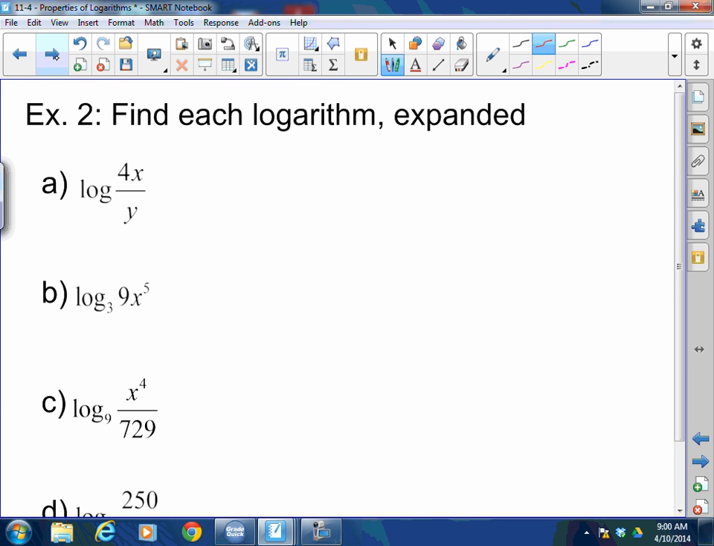Now, write each logarithm expanded. So what's happening here? They're being divided, so that means when I expand them, I subtract them. Very good job. Log of 4x minus log of y. Done. Just out of curiosity, what's the base of log when it's straight up like that? 10, yes.